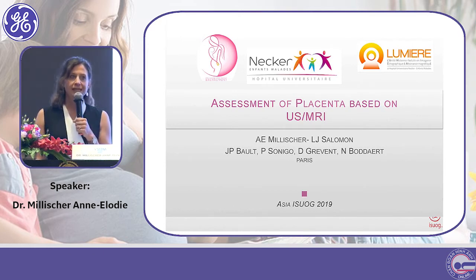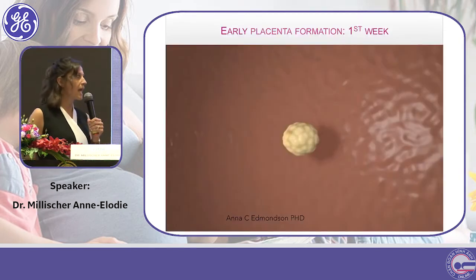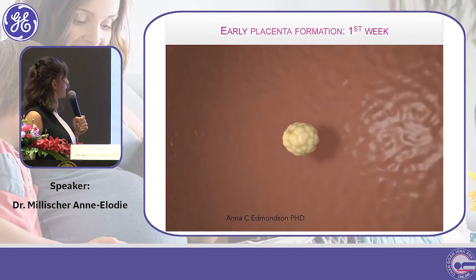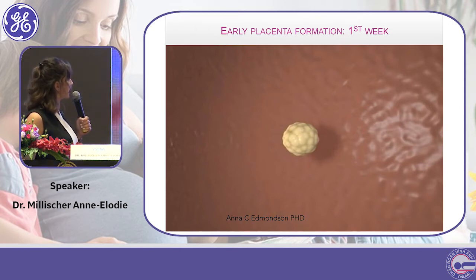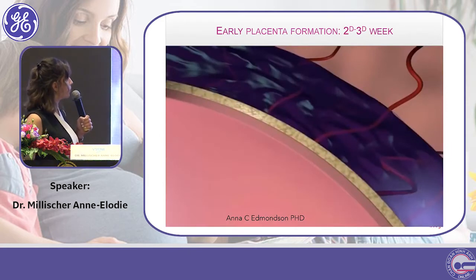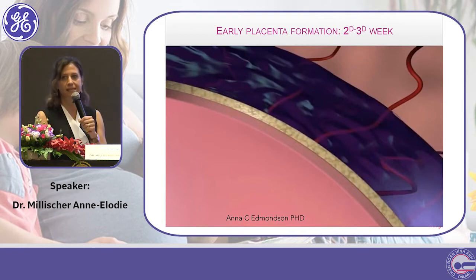Its function is essential for the pregnancy, and just to remember the formation of the placenta. When the blastocyst goes into the endometrium, there's two main layers, the syncytiotrophoblast and the cytotrophoblast. The syncytiotrophoblast erodes the vascular structures in order to constitute the venous lakes.